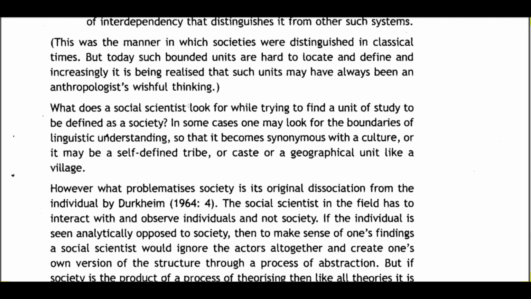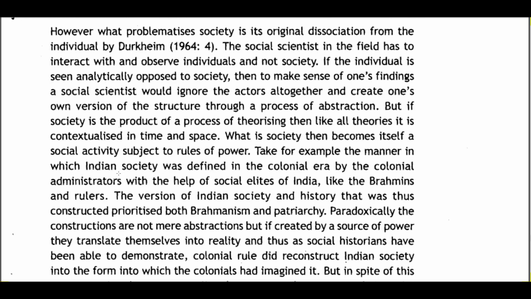What does a social scientist look for while trying to find a unit of study to be defined as a society? In some cases, one may look for the boundaries of linguistic understanding so that it becomes synonymous with a culture, or it may be a self-defined tribe or caste or a geographical unit like a village. However, what problematizes society is its original dissociation from the individual by Durkheim. The social scientist in the field has to interact with and observe individuals and not society.